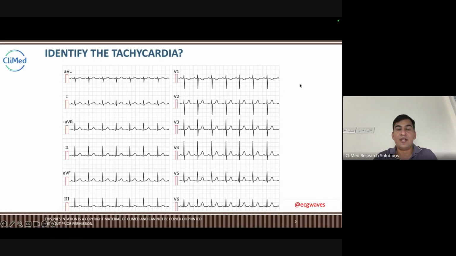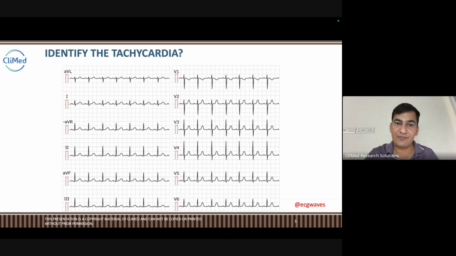See, first of all, the first thing you will calculate is the heart rate. The heart rate is around 110, 105, because there are three big boxes, one, two, three. The R to R interval is three big boxes. Here only big boxes are seen, not small boxes. Three big boxes means 100 to 110; somewhere it is 2.5 or 2.6. So the heart rate is definitely high.